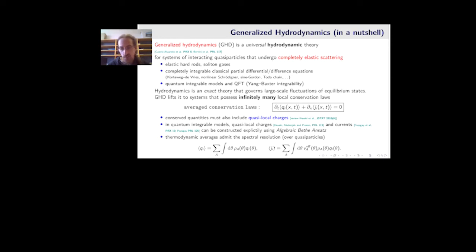There is a similar formula, remarkably, for the current expectation value, where you just insert under this integral the so-called effective velocity for that quasi-particle mode, which I will explain in a minute.